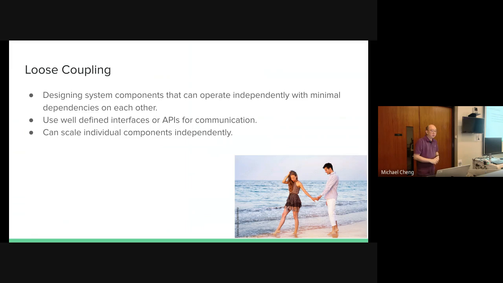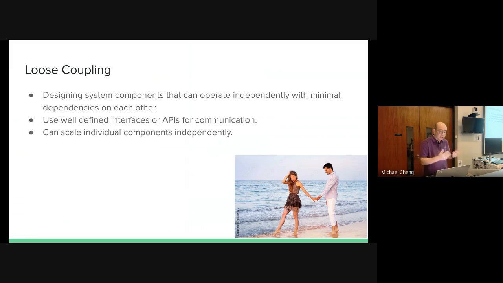Okay, so the second principle we follow is loose coupling. We design system components that can operate independently with minimal dependencies on each other. So basically, try to make your components interact based on a contract rather than requiring an active connection between them, right? When you have well-defined interfaces or APIs for communication, you define the agreement between the two services rather than requiring that one always does something or is present. So loose coupling is a good thing.